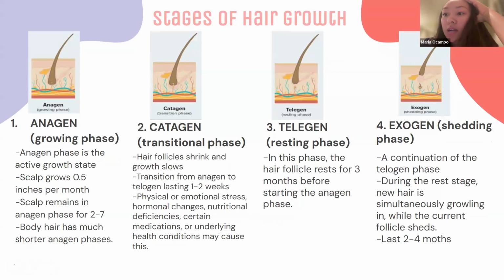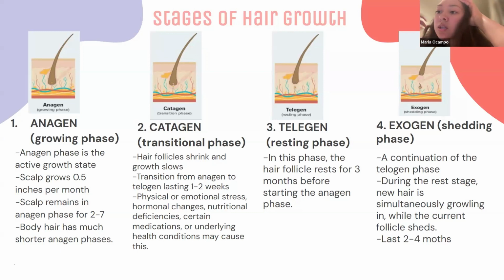Moving on to the catagen phase, this is the transitional phase in between the anagen and the telogen phase. This phase lasts about 10 days, 1 to 2 weeks. And certain things can trigger the hair to go into this phase and leave the anagen phase early, which can be emotional stress, hormonal changes, nutritional deficiencies, medications, or underlying health conditions. This is just the transitional phase once again.